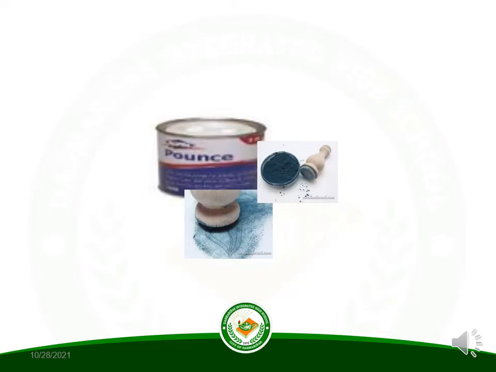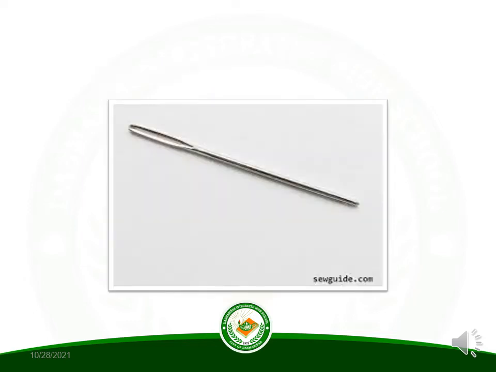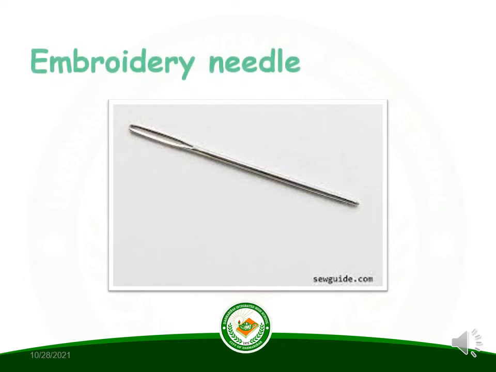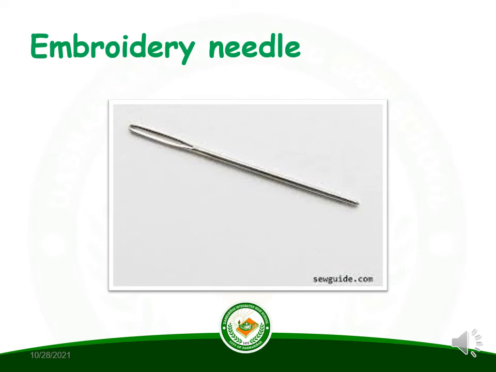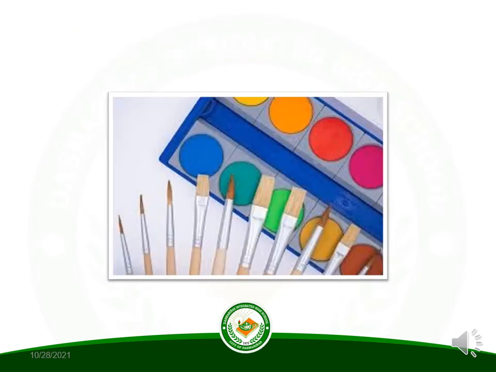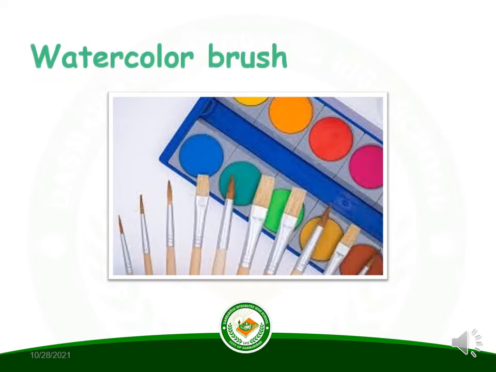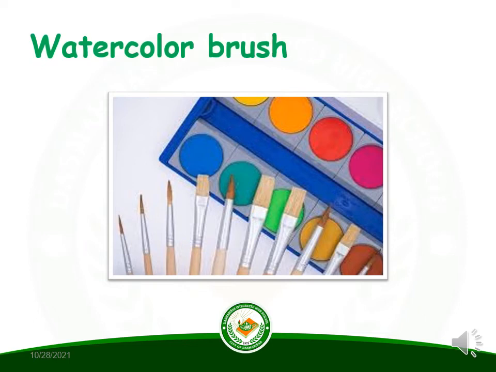What is the name of this tool? Correct. It's pounce powder. What is the name of this tool? Correct. It's embroidery needle. What is the name of this tool? Correct. Watercolor brush.